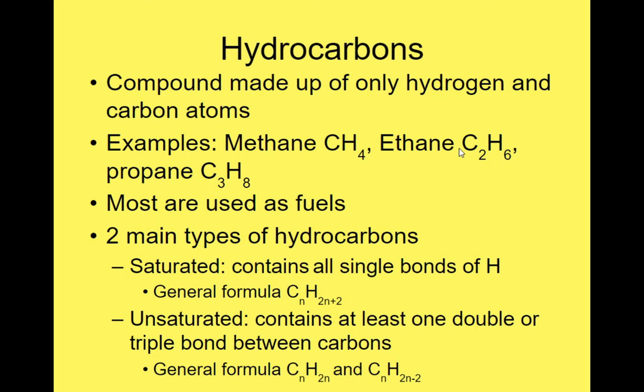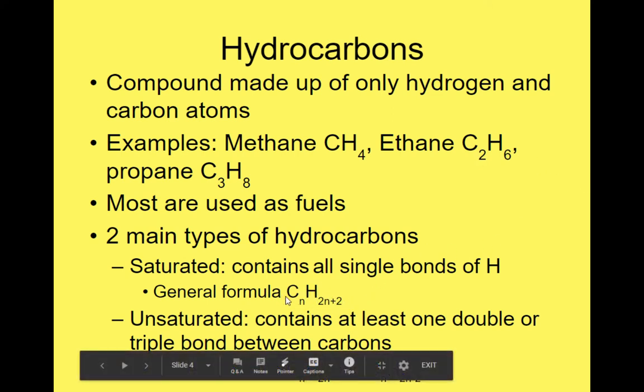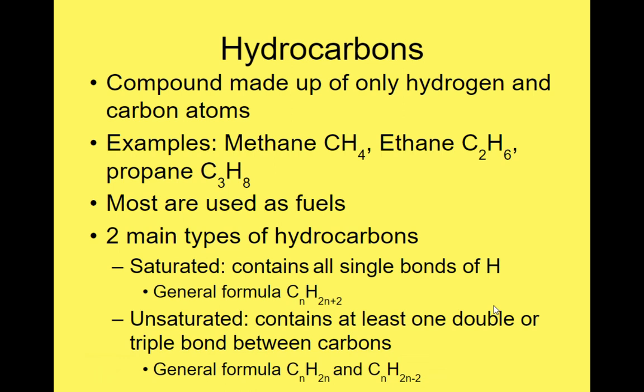So instead of counting and drawing all the Lewis structures, which you did in Chem 1, I'm going to show you some shortcuts. We're not going to draw out all the different shells and all that. There's no need. I'm going to show you some real quick shortcuts of how to deal with carbon. I will make you memorize 3 formulas: CnH2n plus 2, CnH2n, and CnH2n minus 2. You're going to have to memorize those 3.